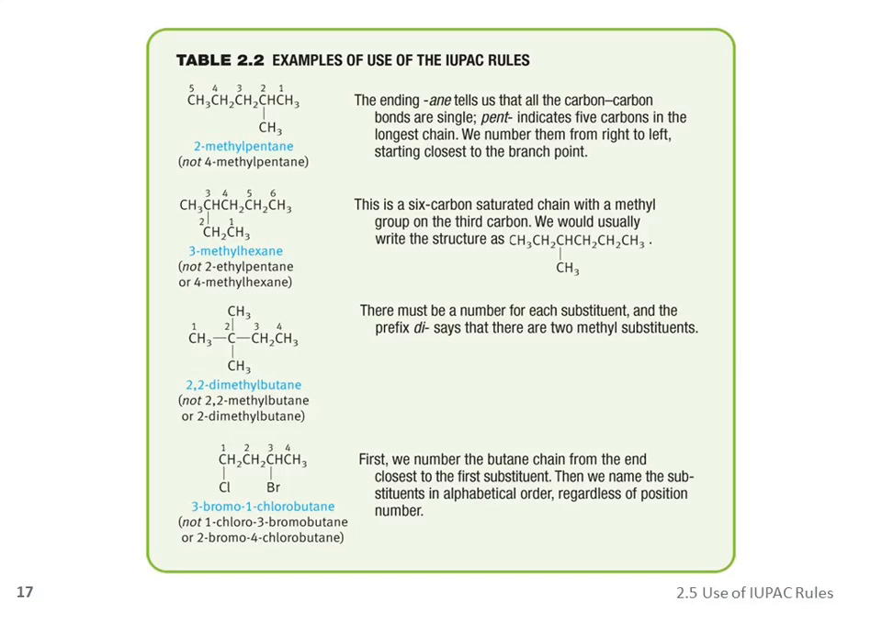Then when we choose who gets to go first in the name, we're not doing it by the number. We're not going to put 1-chloro first. We're doing it by the alphabet. B comes before C in the alphabet, so bromo comes before chloro in the name. So it'll be 3-bromo-1-chlorobutane. Any questions?